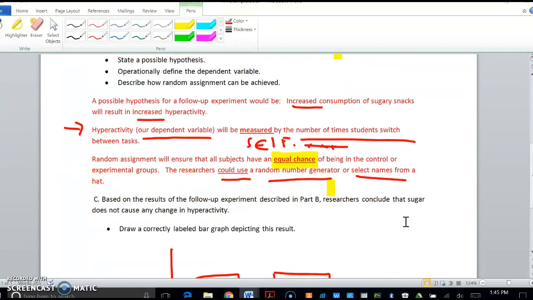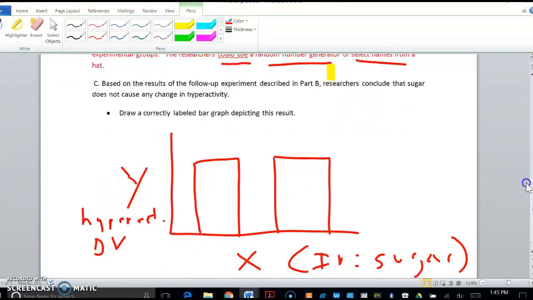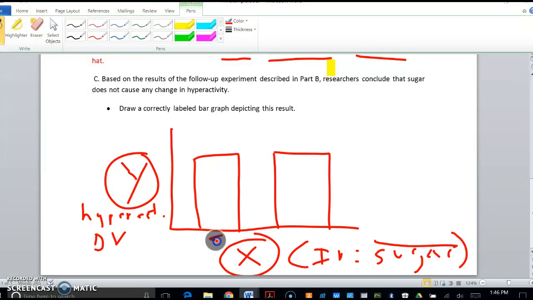Now, this part about graphing, this was interesting. This was the first time in quite a while that AP ever asked anyone to graph something. So this is something we didn't go over in class. When you're graphing something, the independent variable always goes on the x-axis. The dependent variable is always on the y-axis. So they're going to want to see the x and the y properly labeled with sugar. So sugar would go down here, and hyperactivity would go here as I wrote it.